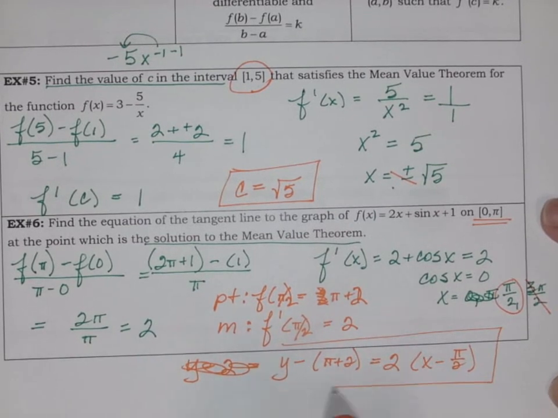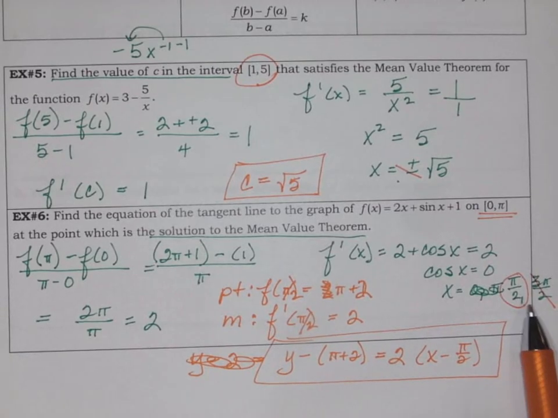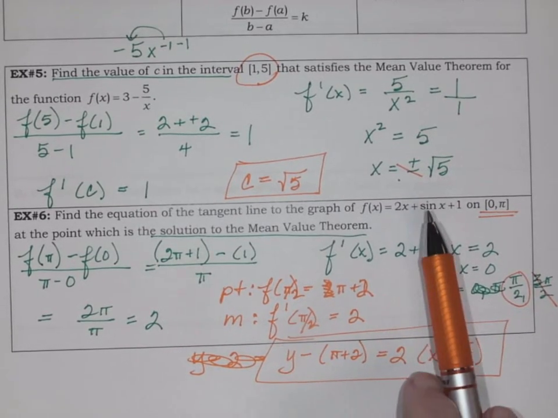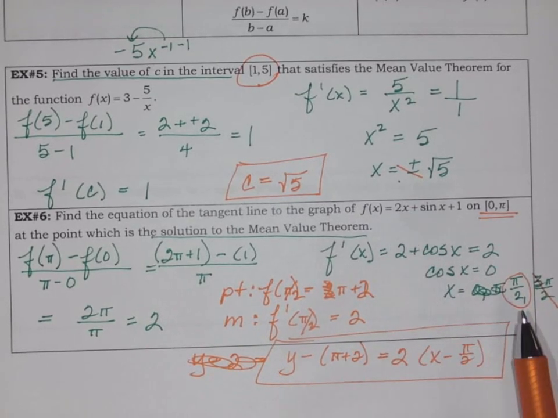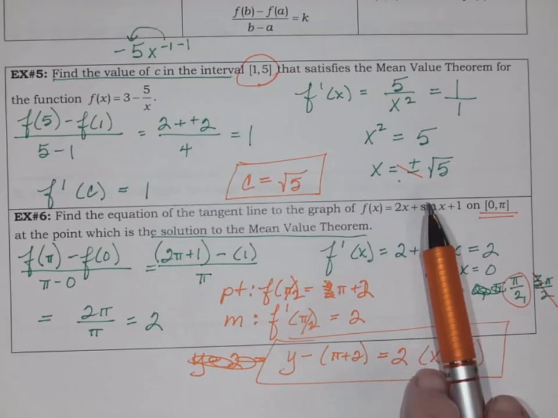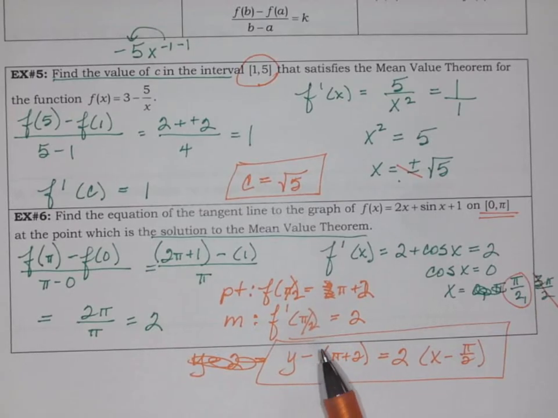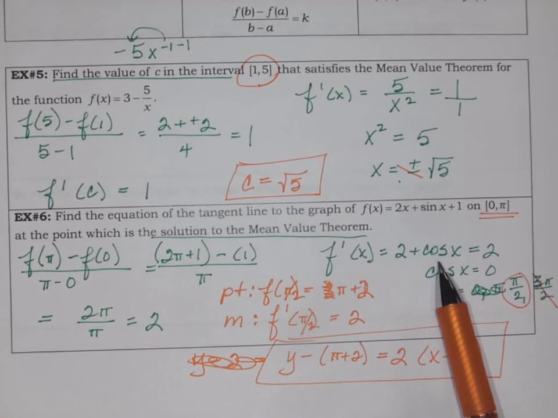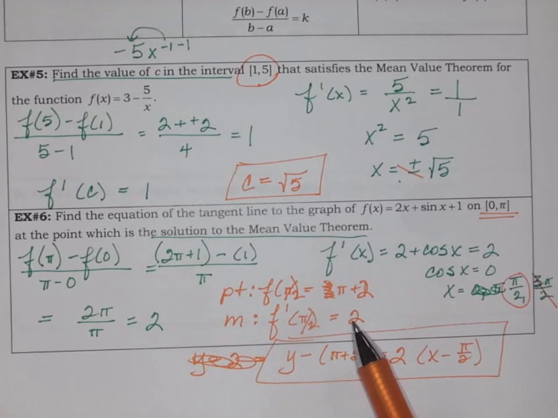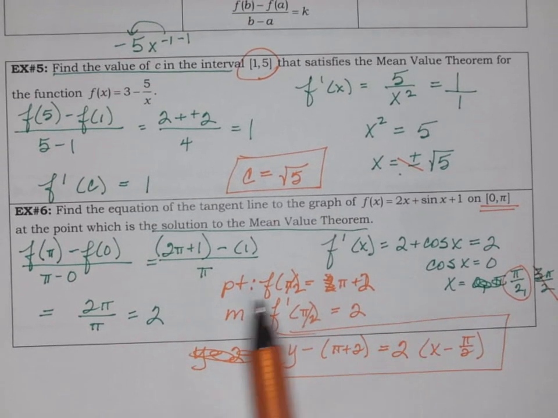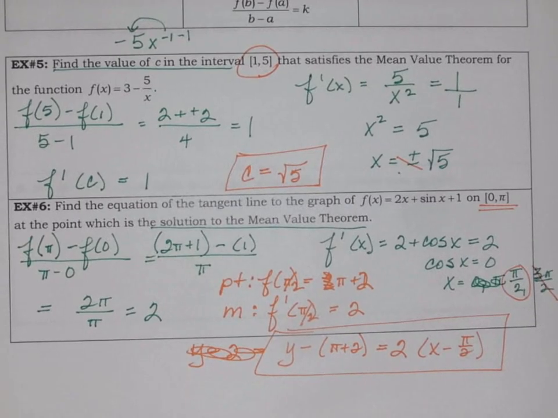Okay, that was pretty bad. But hopefully you get it. Our c value is pi over 2. So we're going to take pi over 2 and plug it into our function and our derivative. So when we plug it into our function, 2 times pi over 2 is pi. Sine of pi over 2 is 1, plus 1. So we have pi plus 2. And then when we plug pi over 2 into our derivative, cosine of pi over 2 is 0. 0 plus 2 makes 2. We really didn't have to plug it in there because we knew our slope was 2 from the average rate of change. Anyway, there's our equation.